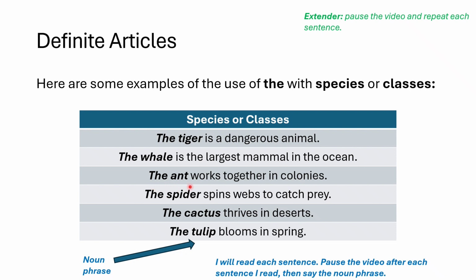The ant works together in colonies. The spider spins webs to catch prey. The cactus thrives in deserts. The tulip blooms in spring.